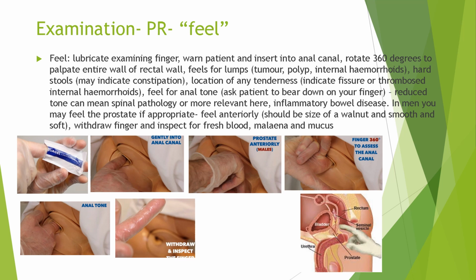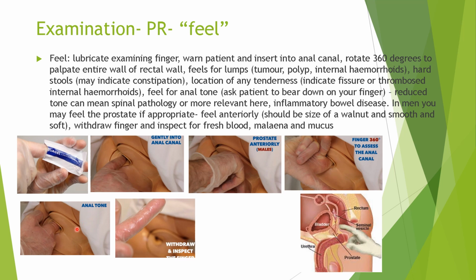Get some gel on your finger, warn the patient, insert your finger gently into the canal, and then in men you can also feel the prostate, which is anterior. It should feel nice and smooth, not lumpy, size of a walnut. And then go ahead and spin your finger 360 to feel for any lumps, any bumps, any pain, and also feel for any stools. Hard stools could mean constipation.